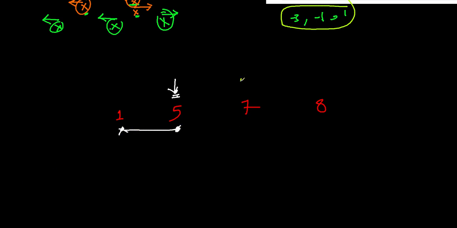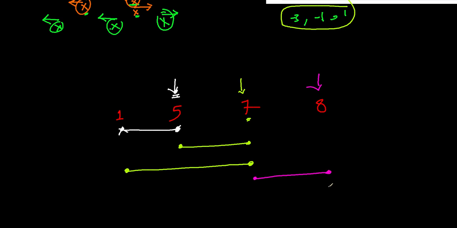Then we move to this index and calculate the sum of distances for pairs ending at 7, and here we have this one from 5 to 7, and from 1 to 7. Then we move to 8. In this case we have from 7 to 8, then from 8 to 5, and 1 to 8. So for all the pairs ending at 8 we have 3, at 7 we have 2, at 5 we have 1.